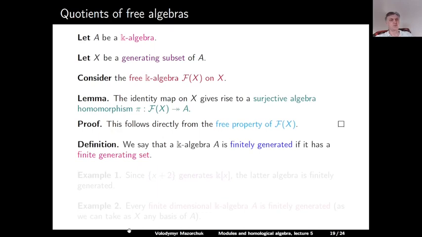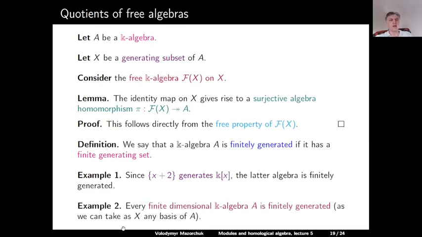So we say that our algebra A is finitely generated if it has a finite generating set. For example, the algebra of all polynomials K[x] is finitely generated because the singleton set consisting of x plus 2 generates this algebra. Also, every finite dimensional algebra is finitely generated. So we can take as a generating set any basis of A. In the lemma, we had linear combinations, so a basis clearly generates an algebra.